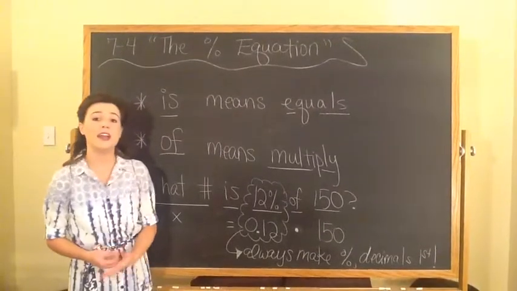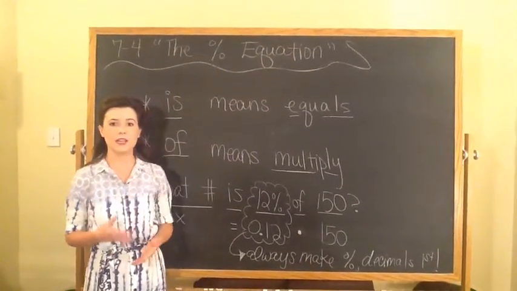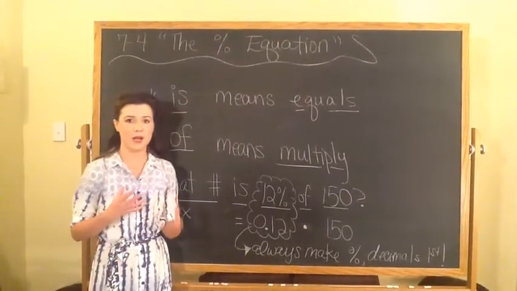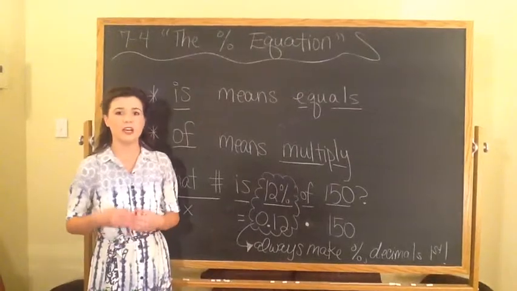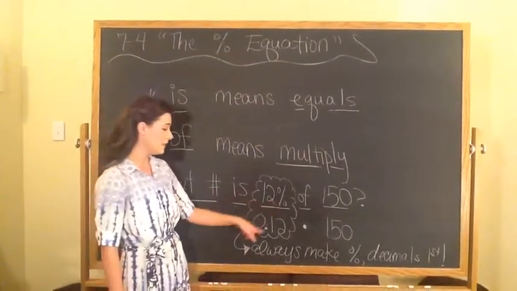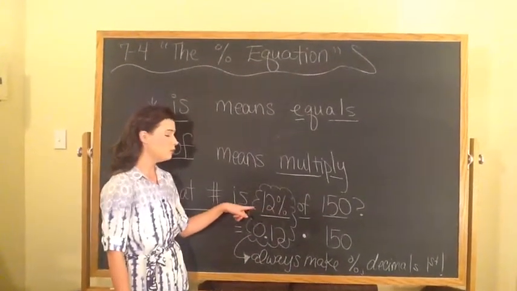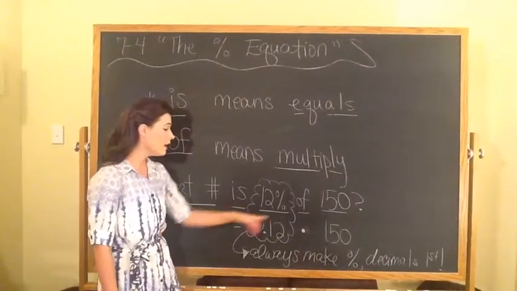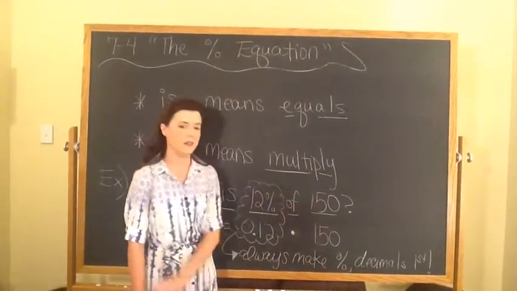It's very important to know that anytime you get a percent, you can't deal with it unless it's in fraction form or decimal form. Until it's in one of those forms, we can't solve anything yet. So in this case, we have to change 12% to a decimal, which would be 0.12, because we move our decimal 2 places to the left. And then we have the word of, which means multiply, and then 150, which we write down here.